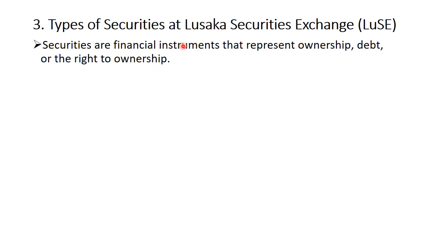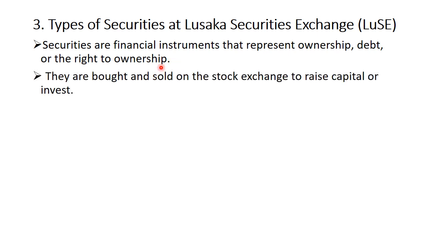So securities are financial instruments that represent ownership, debt, or the right to ownership. Securities just refers to financial instruments that show that this person owns this, or this person has this debt, or this person has the right to own this thing. That's what securities are, or financial securities, so to say. They are bought and sold on the stock exchange to raise capital or invest.